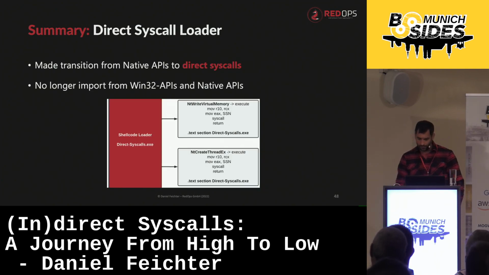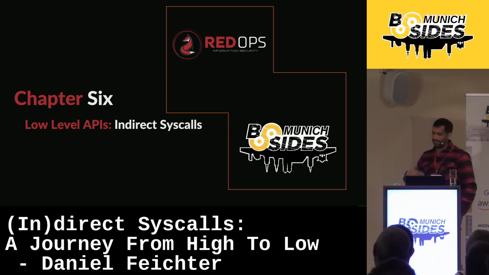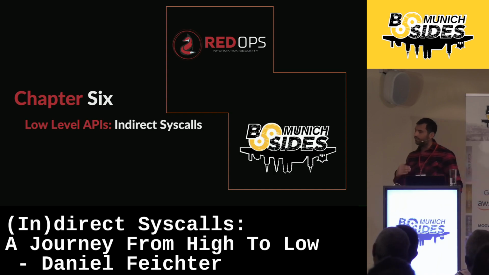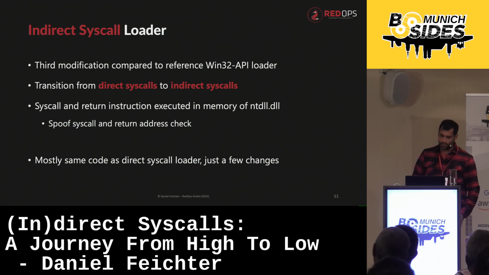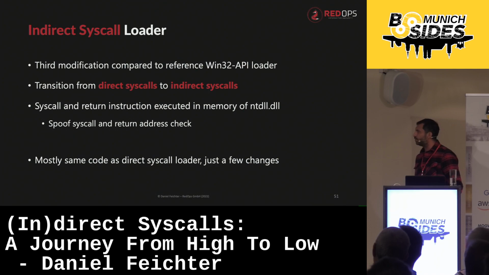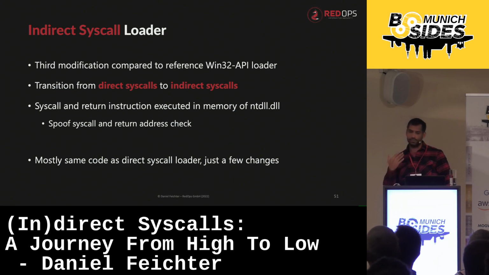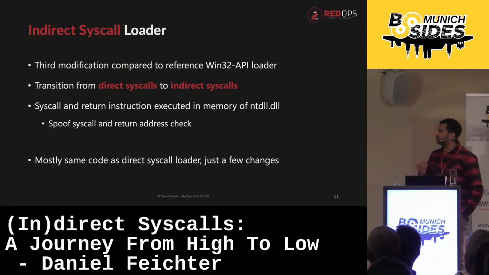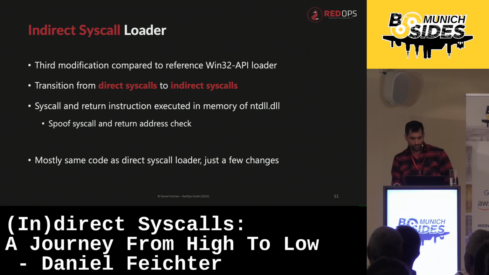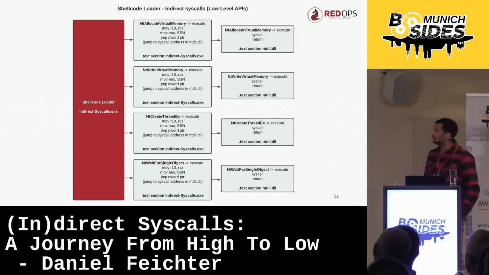So that's the reason why we have to make the next transition from direct syscalls to indirect syscalls. This is our third modification compared to the reference Windows 32 API loader. We now want to eliminate the IOC that an EDR can use to catch a direct syscall loader, so that we are able to spoof the syscall and the return address. So it's mostly the same code as a direct syscall loader. We have just a small change.